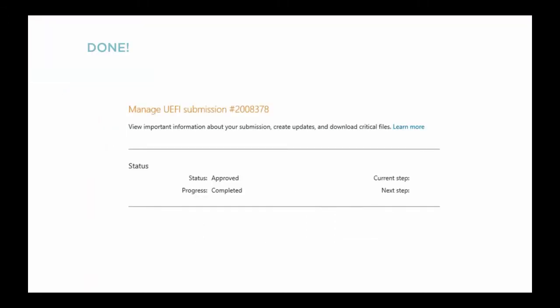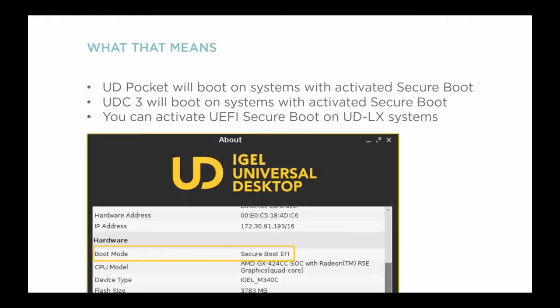It's been a long time in the making. It's been a long process, and this is a screenshot from the systems engineer dashboard at Microsoft. I was very glad when I saw that this submission had been approved, then that it was completed. So what that means, UD Pocket will boot on systems with activated Secure Boot. Also, the converter UDC3 will boot on systems with activated Secure Boot, and you can also activate UEFI Secure Boot on IGEL hardware, on our UDLX systems. I'll show you how that works in just a minute.